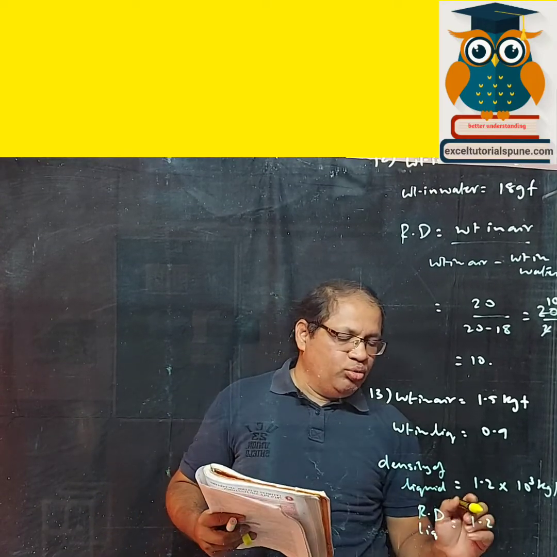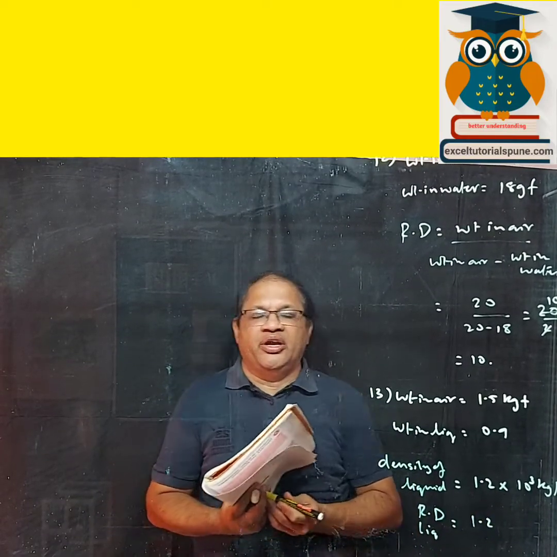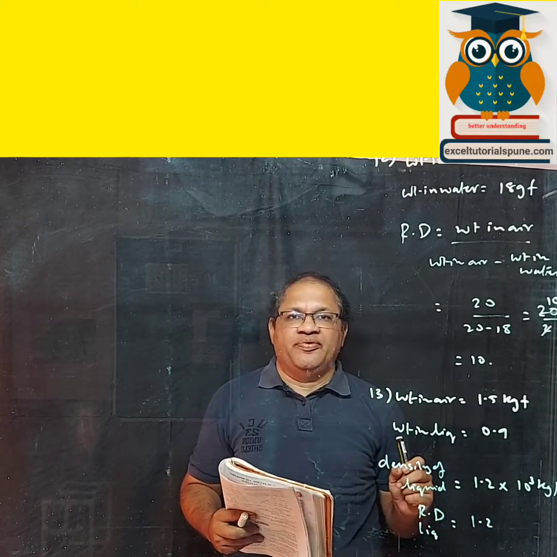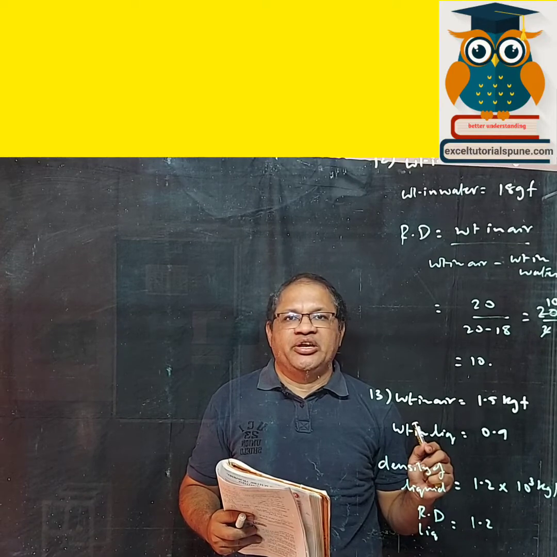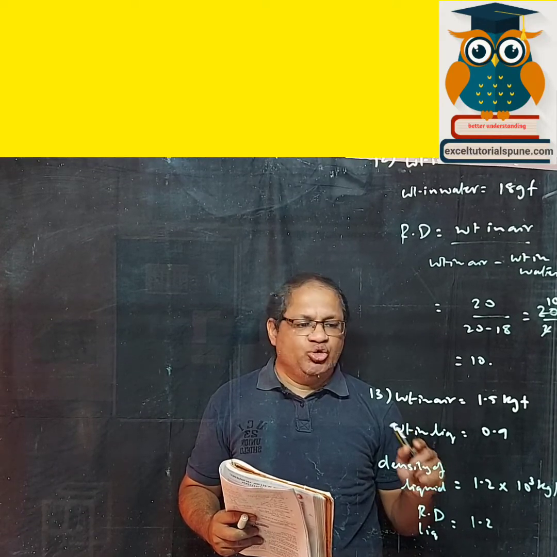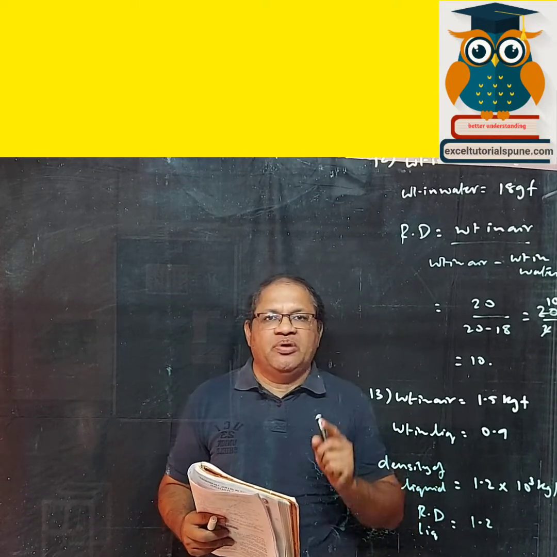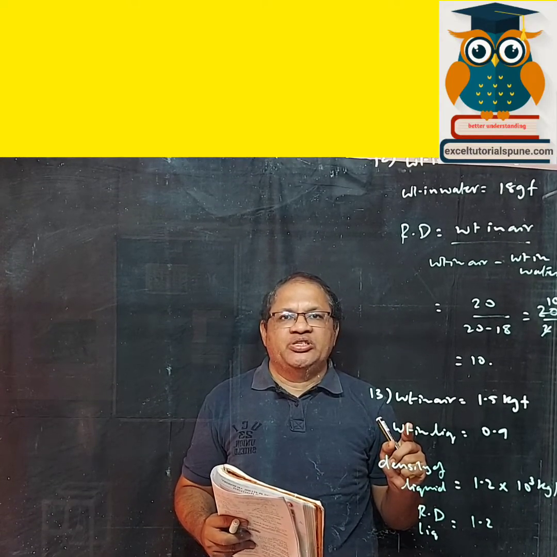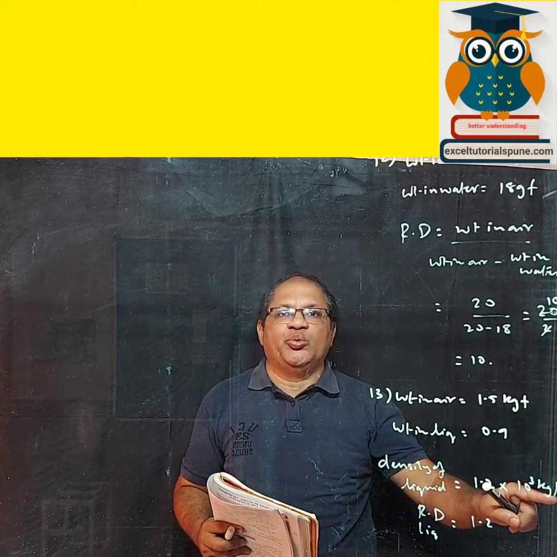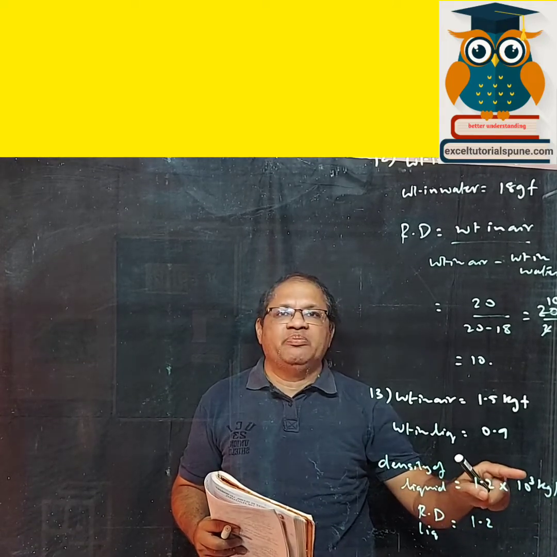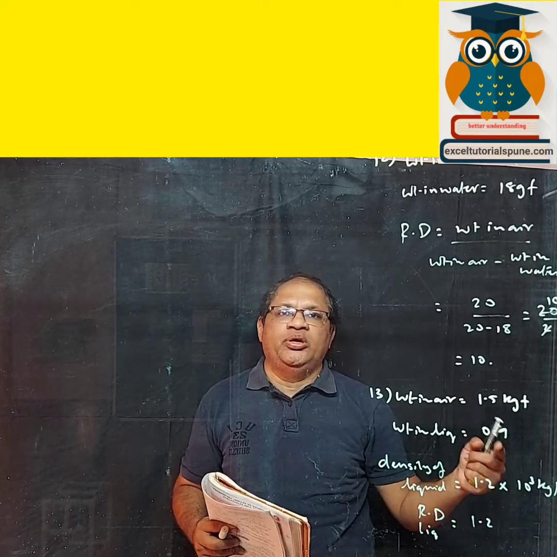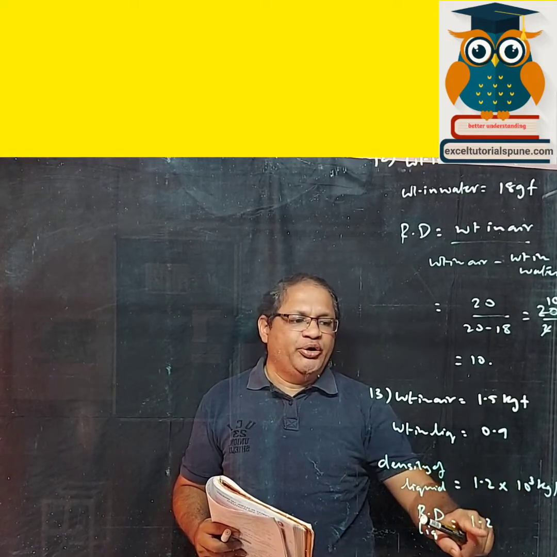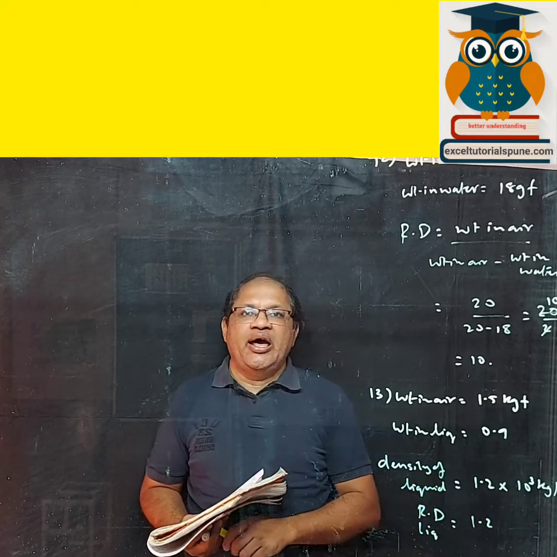It will be 1.2. Whenever relative density is there, the density is in gram per centimeter cube. Okay, so whenever it's a relative density, just remember you convert it into CGS unit, grams per centimeter cube. This is kg per meter cube. So how do you convert kg per meter cube to gram per centimeter cube? Just divide by 1000. So 1.2 into 10 raised to 3 will be 1.2. That is relative density. Now the formula.